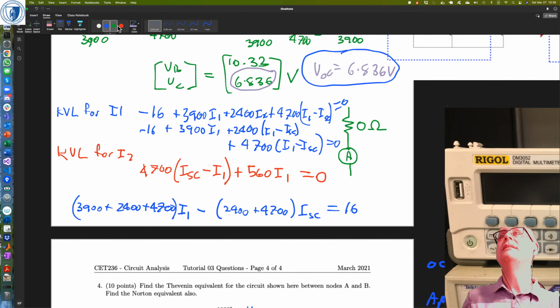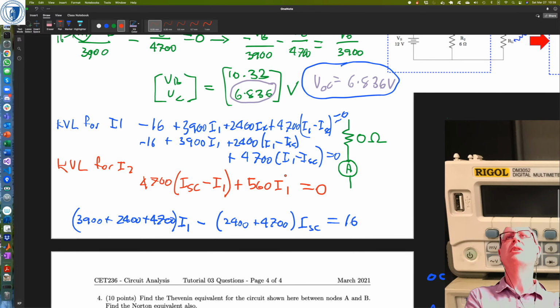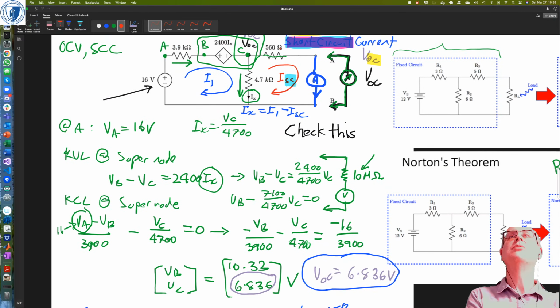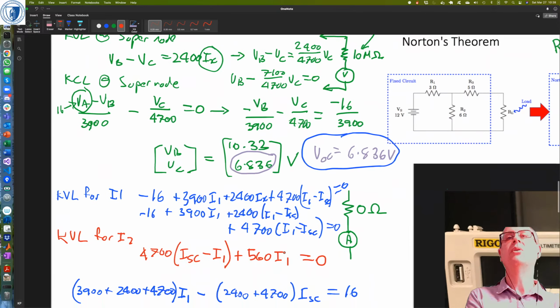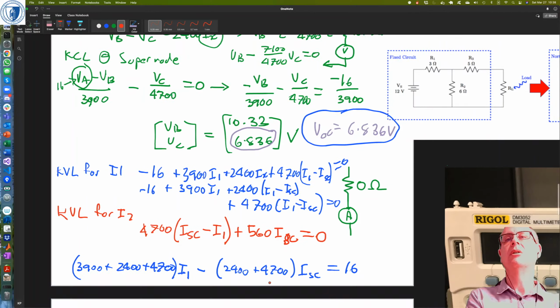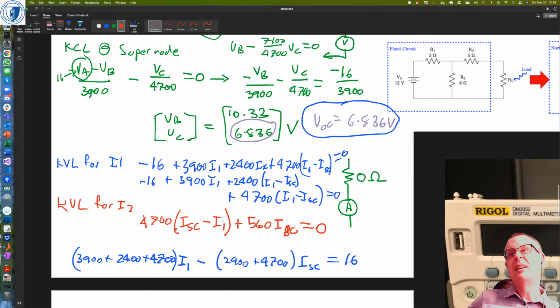Okay, and then the red one, it's a little easier. Oh, I got that wrong. The current flowing through 560 is ISC, not I1. So that should be ISC, not I1. So then it's what's that? 5260, is that right?